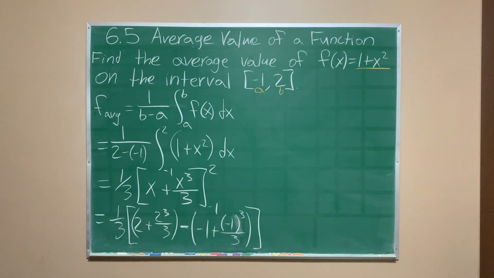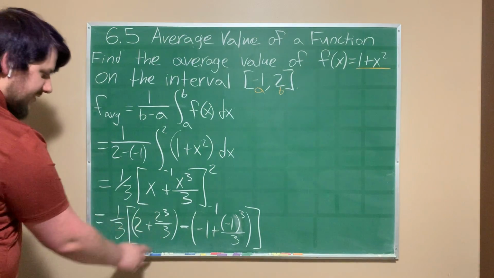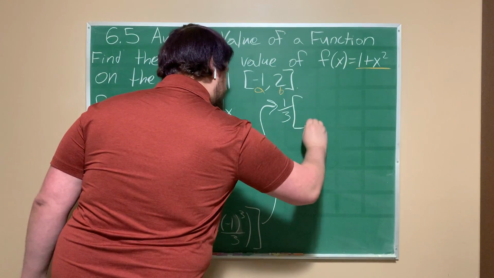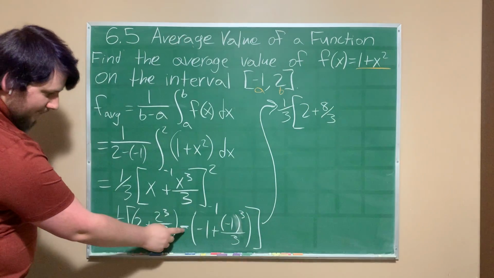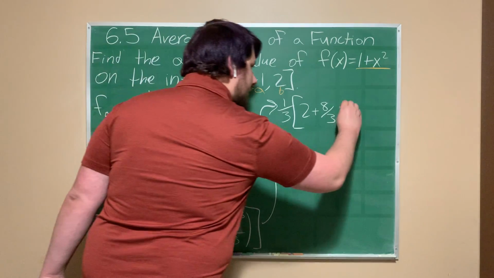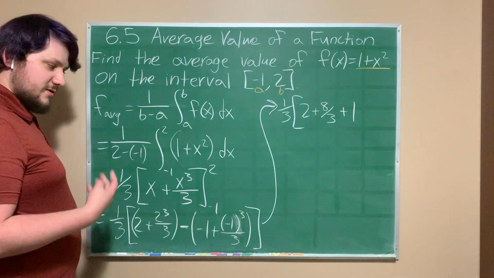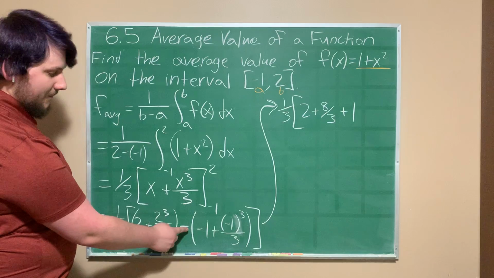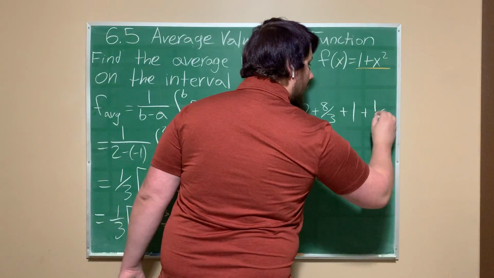All right, so now we got to simplify. 2 to the 3rd power is 8, so we're going to get 2 plus 8/3 here. And then here we have minus a -1, which is plus a positive 1. And -1 to the 3rd power is -1, so we get -1/3 here. And we're subtracting it, so minus -1/3 is plus a positive 1/3.